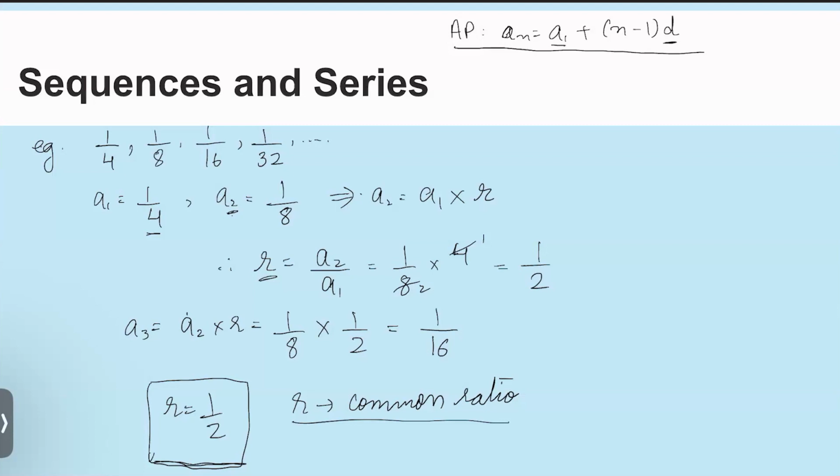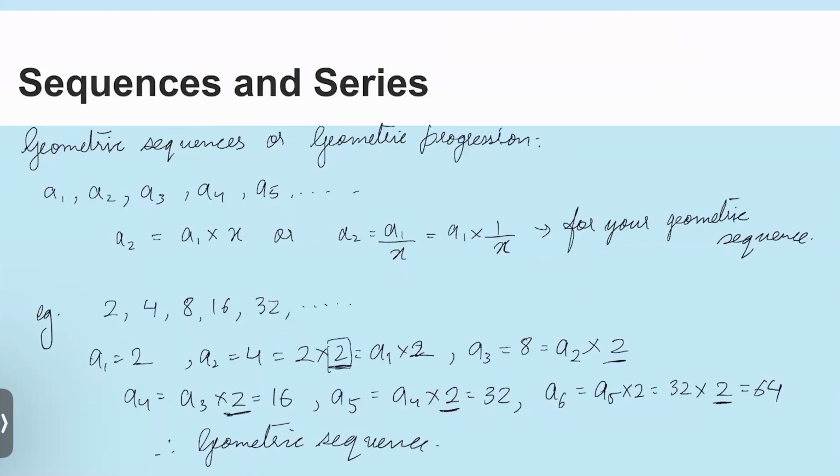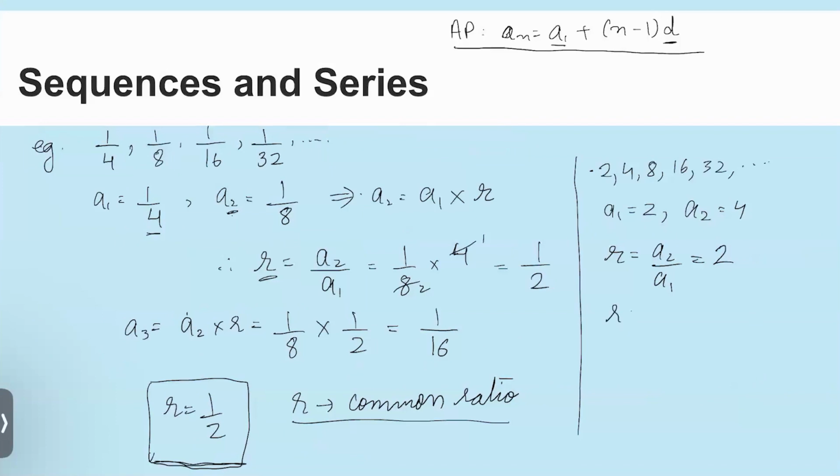Okay, so the common ratio over here is 1/2. Similarly, in the previous example that we had, say, 2, 4, 8, 16, 32, your A1 is equal to 2, A2 is equal to 4. So if we have to find R, we do A2 by A1, and that would be 2. And we saw that the number which has to be multiplied to the previous term of the sequence to get the new term of the sequence is 2. So over here your R is equal to 2, so that is, your common ratio is 2.